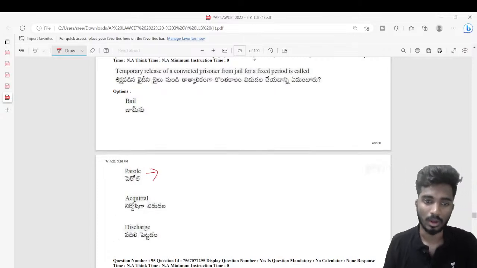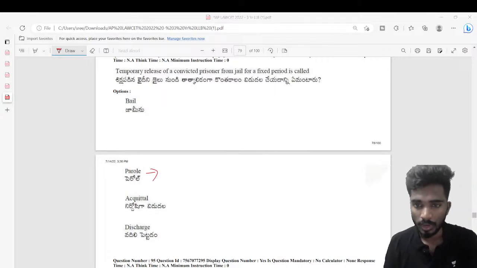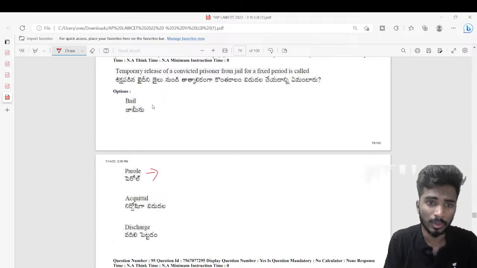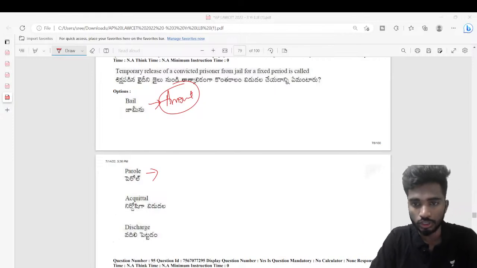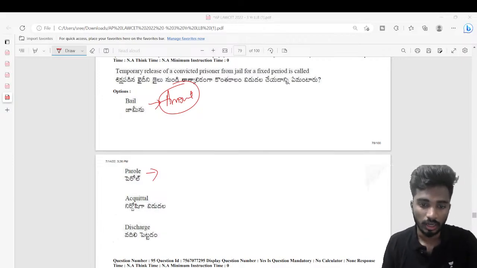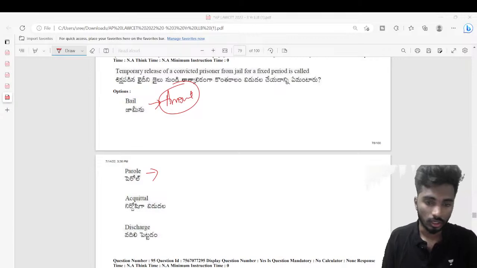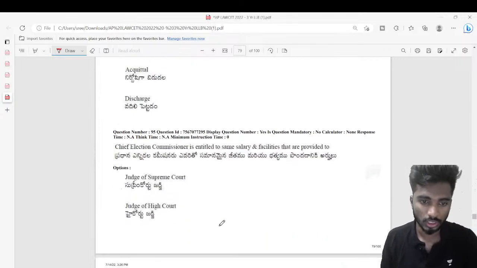The answer is parole. So parole ante temporary oka manishini bayatiki pampinchadam. So if you are arrested, you are convicted and you are sent out. What is the meaning of bail? Chala mandi bail anukuntaru. Bail ante adi kadu. So bail is an amount which you have to deposit to the court so that you will be released outside. So parole is the right answer. For those who did not understand this, go and watch the criminal law session that I discussed yesterday.